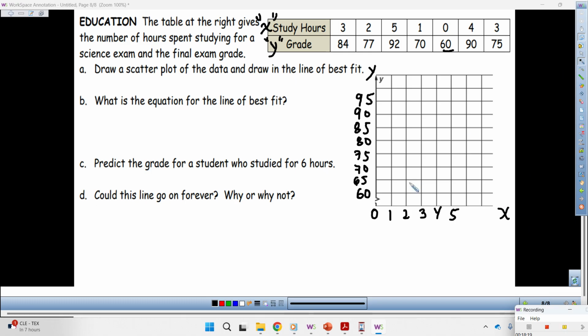All right. Thank you for sharing with your neighbor. Here we go. I'm going to plot my points. I got 3, 84; 3, 84; 2, 77; 5, 92; 1, 70; 0, 60; 4, 90; 3, 75. Best fit line. Look up.